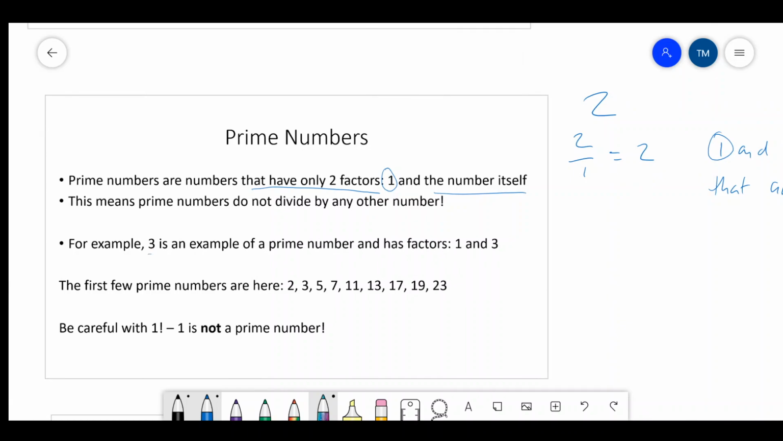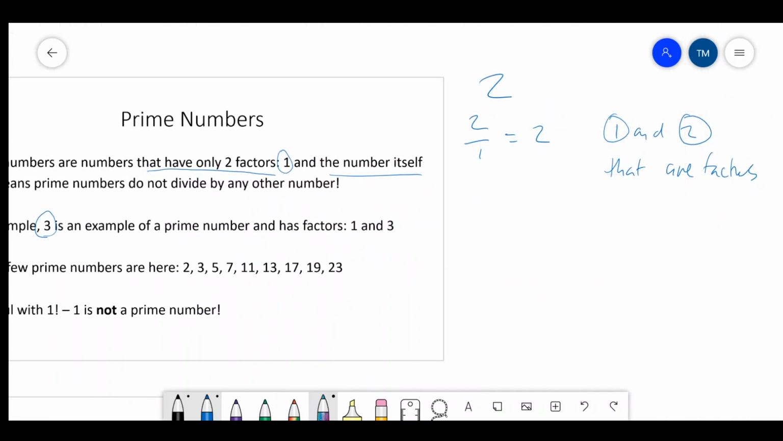And another example for a prime number is 3. So 3 only has factors that are itself, or 1. So if we do 3 divided by 1, we get 3. So if you remember from the factors class, we say, well, 1 is a factor and 3 is a factor. If we did 3 divided by 2, that would equal 1.5, therefore 2 cannot be a factor. And then if we do 3 divided by 3, we get 1.